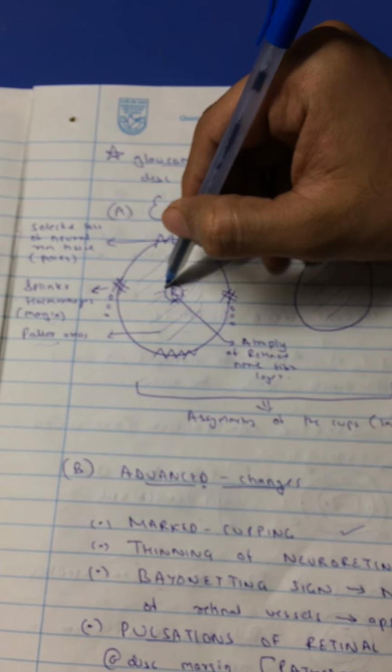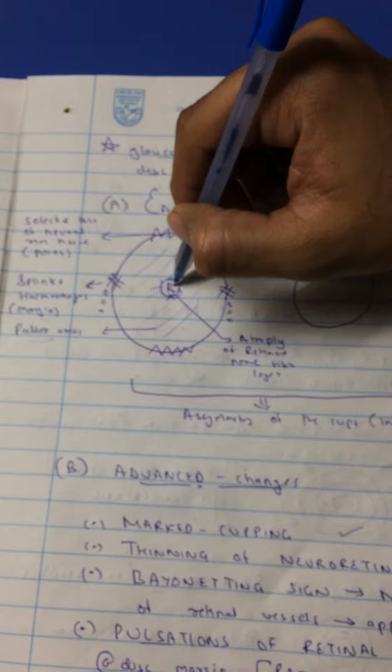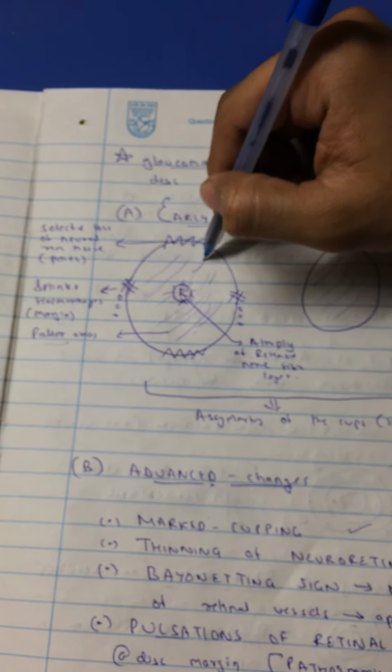And then there will be atrophy of the retinal nerve fiber. This is the retinal nerve fiber. There will be atrophy, it will start from here, and there will be paler areas. These are all the paler areas, right? You can see this is all the paler areas.